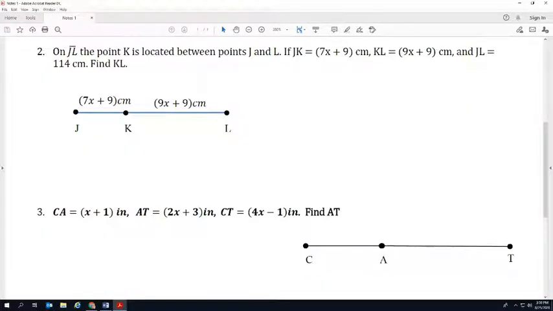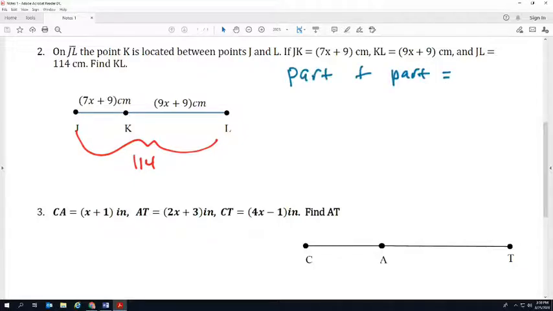All right, let's make this a little harder. We've got segment JL, and point K is located between J and L. If JK is 7x plus 9, I've already got that on the picture, and KL is 9x plus 9. And JL is 114, so I know that this whole length JL is 114. Well, I can set up an equation. I know because of the segment addition postulate that the part plus the part should equal the whole. So we've got part JK plus part KL should equal the whole amount JL.